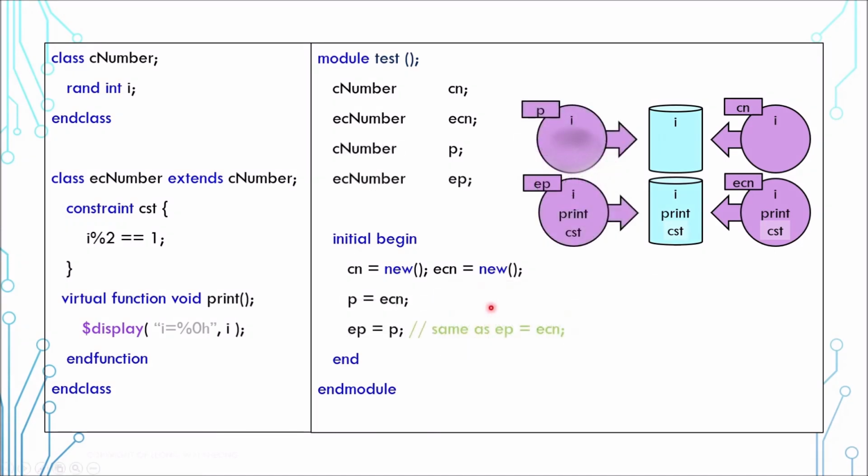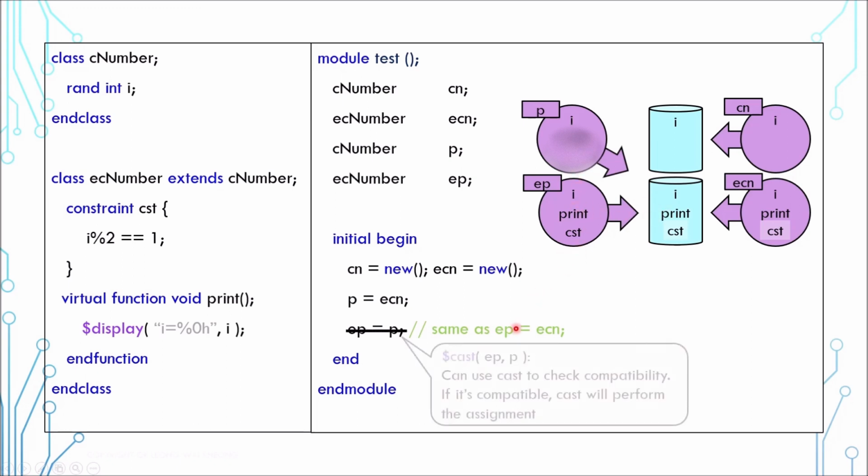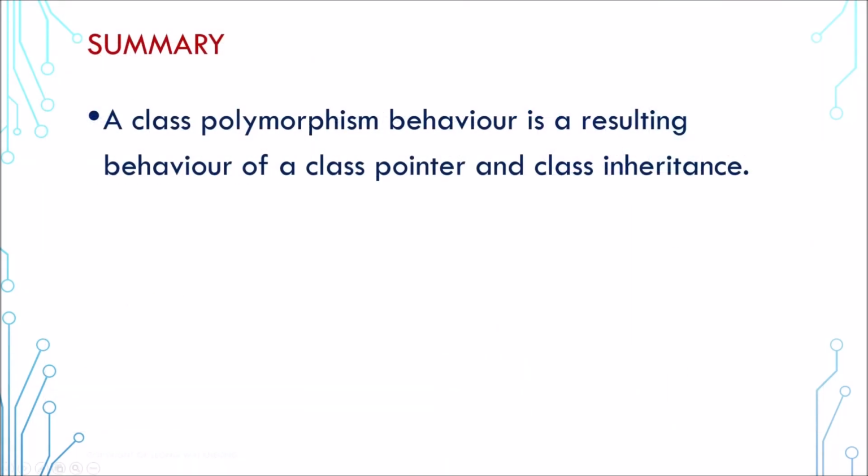A more interesting case is where you have different kinds of pointers. First, the base pointer points to an extended object, and then we want the extended pointer to point to what the base pointer is pointing at. Logically, this is reasonable, but syntactically, it's not allowed. However, if you are sure the class assignment is compatible, you can use cast to perform the assignment. In summary, class polymorphism behavior is a resulting behavior of a class pointer and class inheritance.